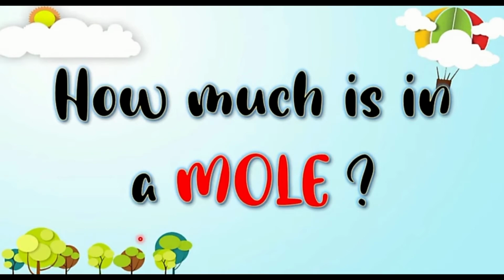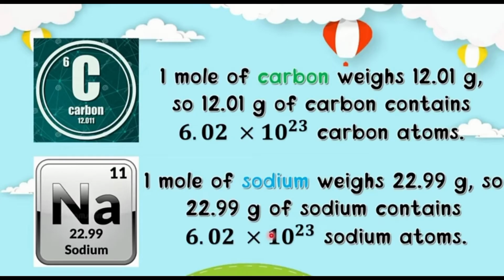How much is in a mole? 1 mole of carbon weighs 12.01 grams, so 12.01 grams of carbon contains 6.02 times 10 raised to 23rd carbon atoms. So we can determine the atomic weight of any element by looking in the periodic table of elements, which is kanang 12.01 grams. 1 mole of sodium weighs 22.99 grams according to the periodic table of elements.